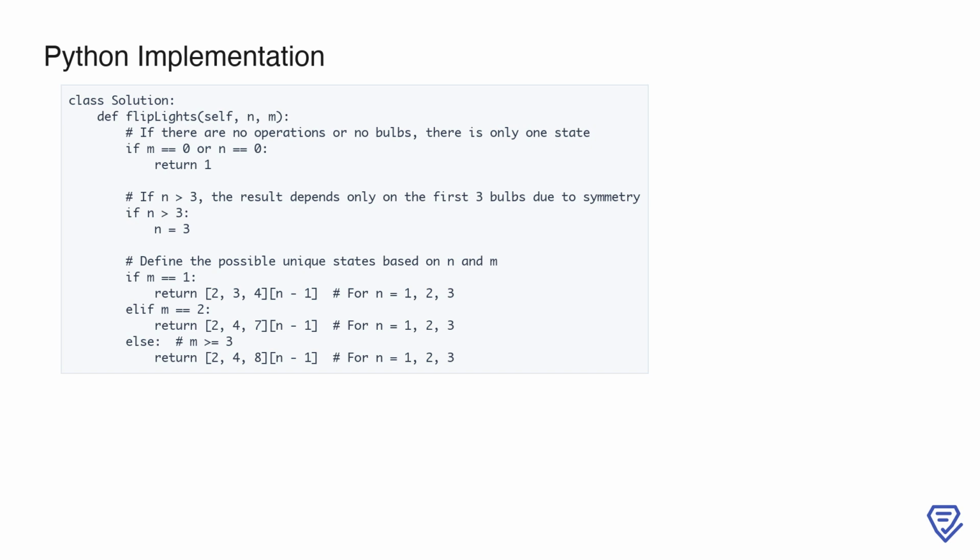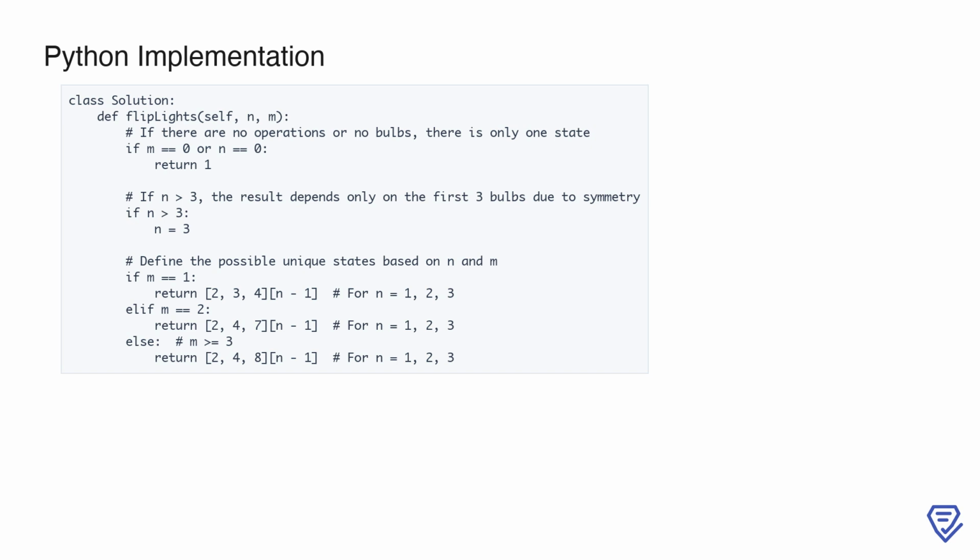Here's the explanation. 1. Base case handling. If no operations are performed, m equals 0, or there are no bulbs, n equals 0, the number of states is 1 because the bulbs remain in their initial configuration. 2. Symmetry reduction. If n is greater than 3, the problem simplifies because the operations affect bulbs in a symmetrical way. The states of the bulbs beyond the first 3 do not introduce new configurations. Therefore, we can reduce the problem to considering just the first 3 bulbs, n equals 3.